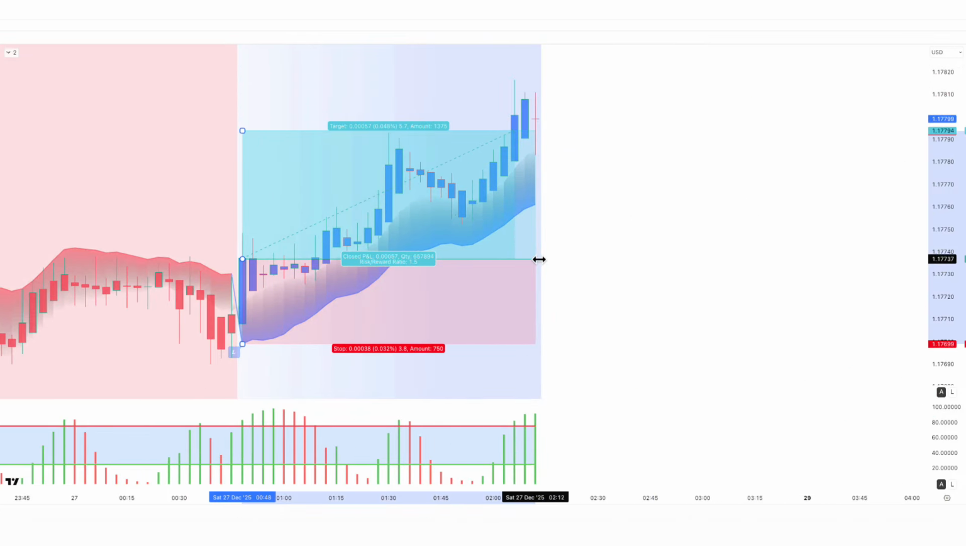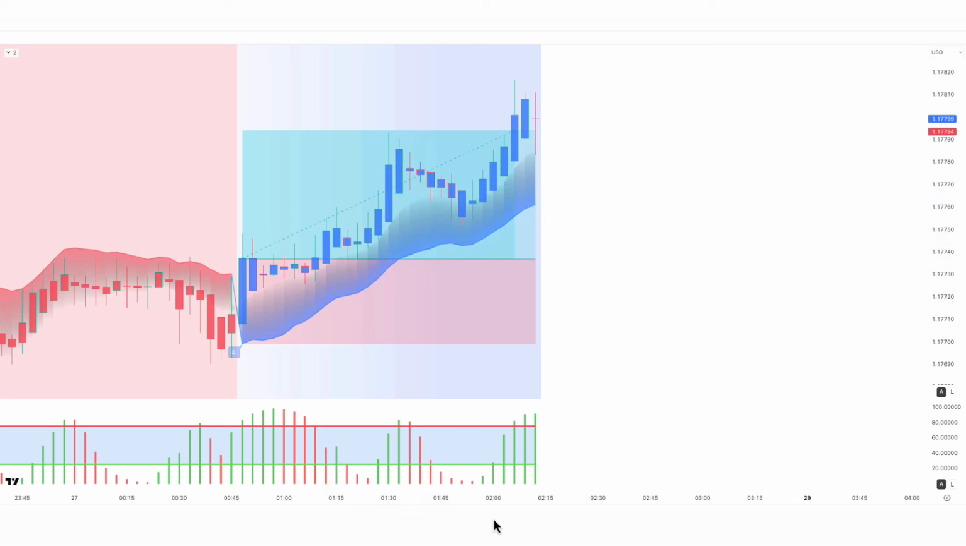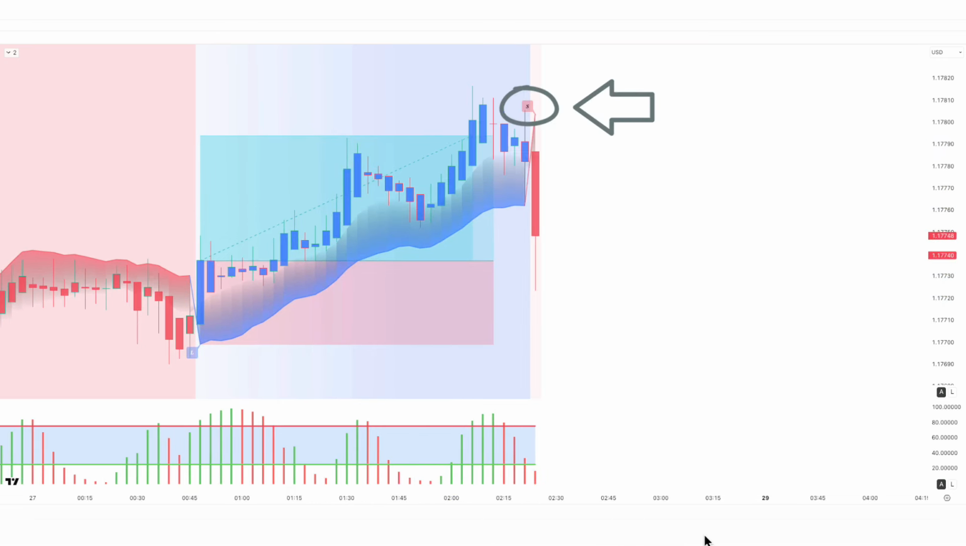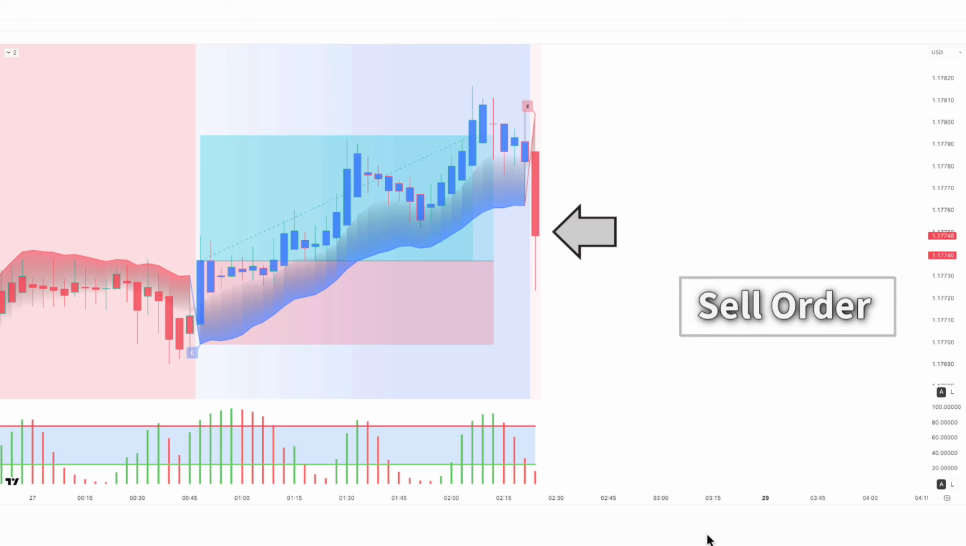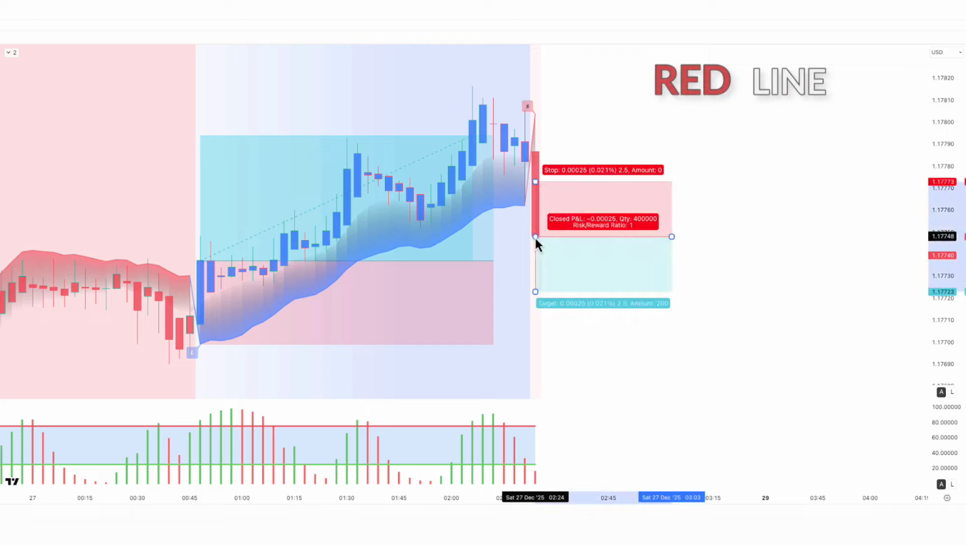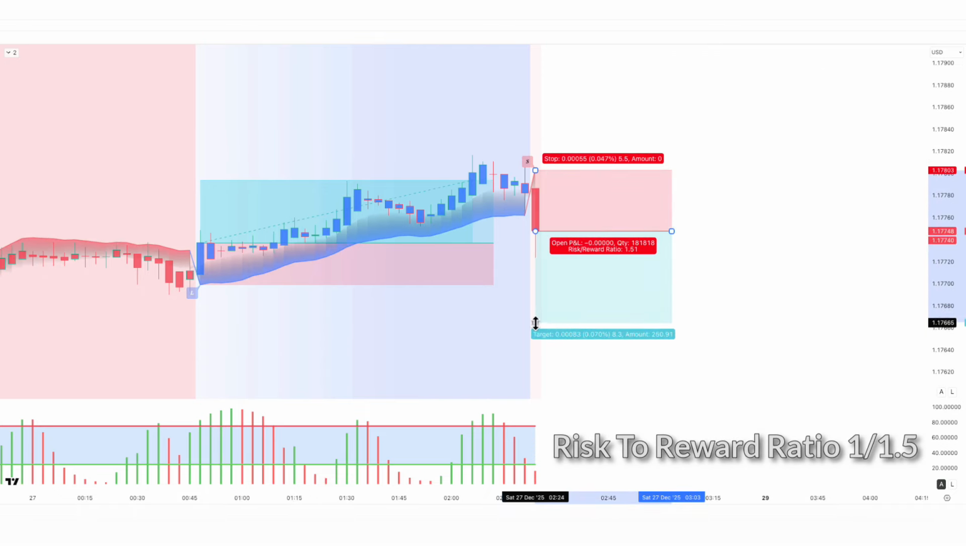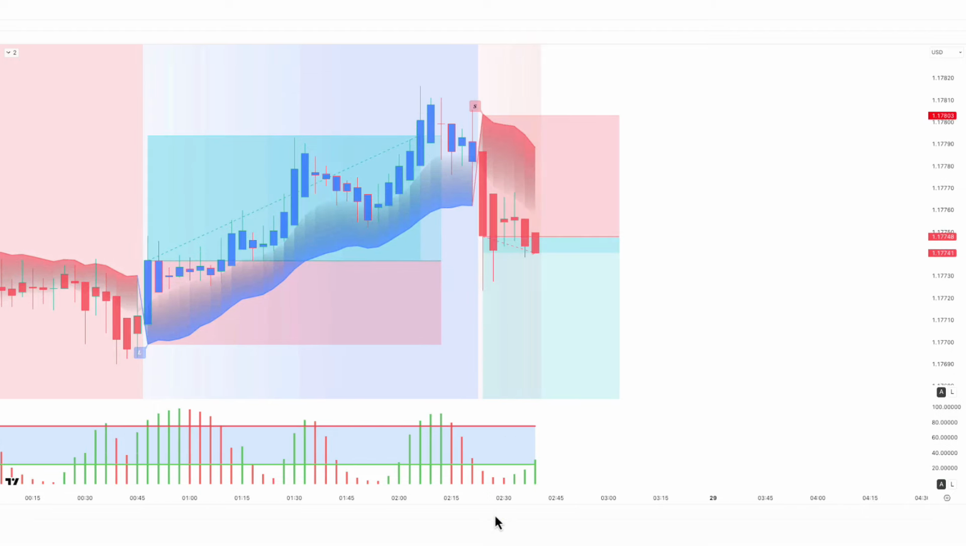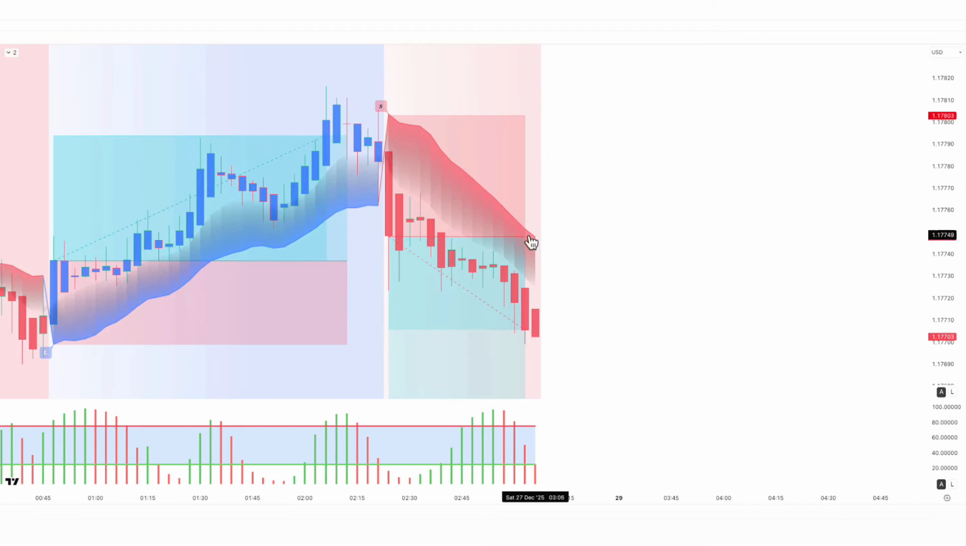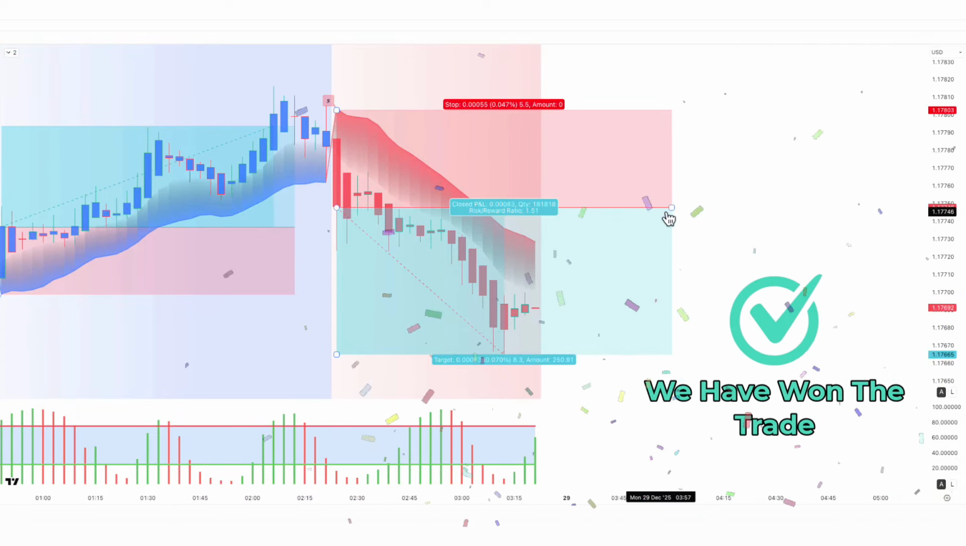Let us now understand the short position. When the adaptive trend flow arrow of this indicator is a short signal, the red histogram of STC should be below the green line, and the market forms a bearish candle. If this condition is fulfilled, then we will place a sell order. Our stop loss is to be placed at the red line, and the risk to reward ratio will be 1:1.5. The market has completely hit the target.